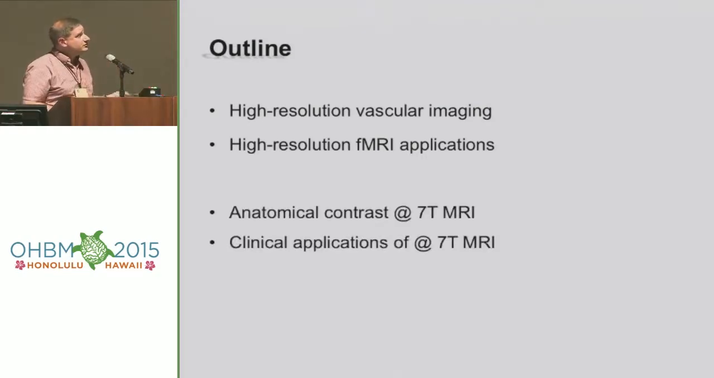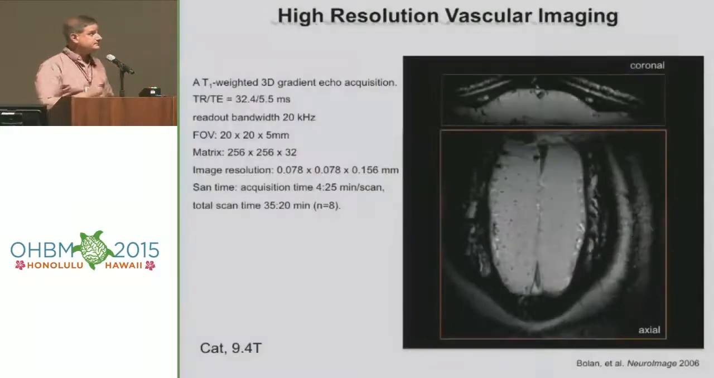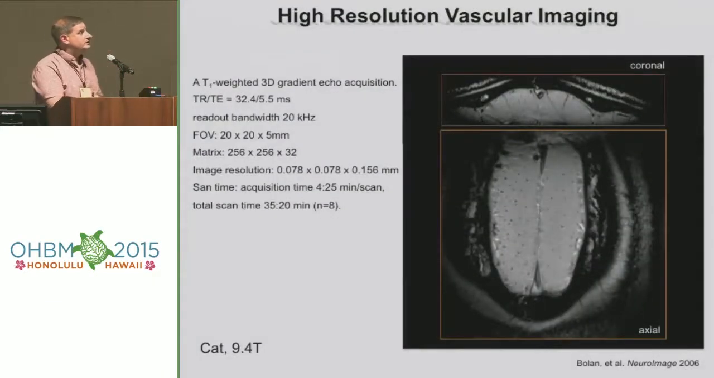The second part of the talk is more focused on the anatomical aspect using imaging with 7 Tesla. We're talking about how we can distinguish between different types of tissue, and of course, how we can use that to push the clinical aspect, for anatomical imaging. So let's start with the vascular part.